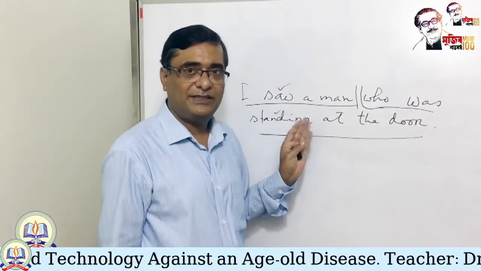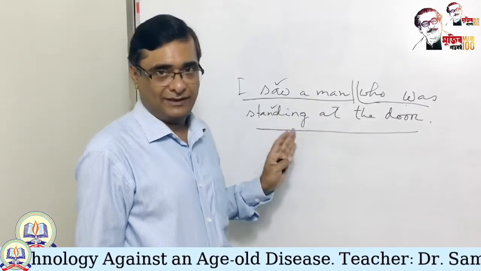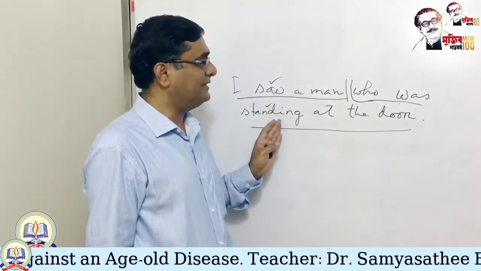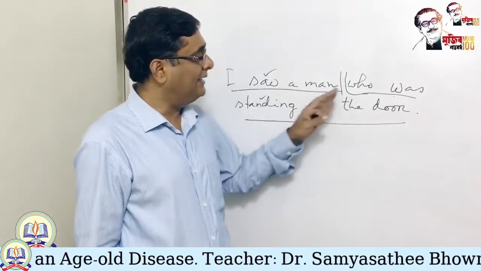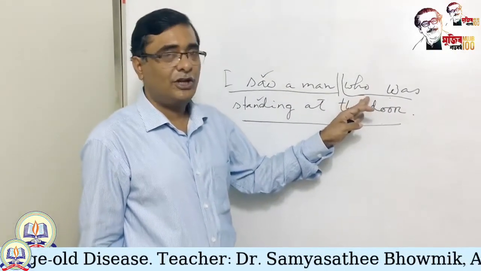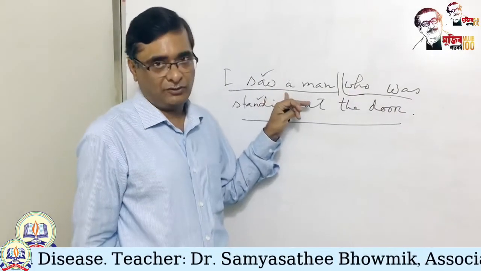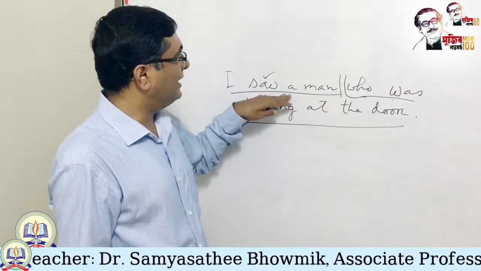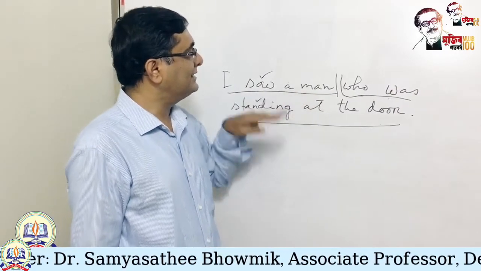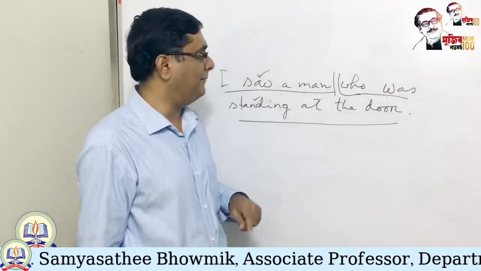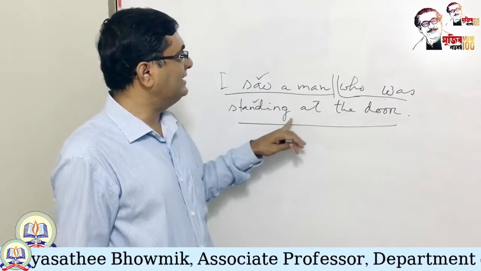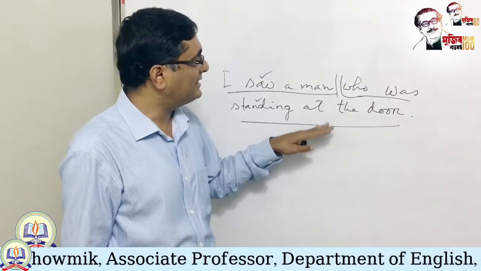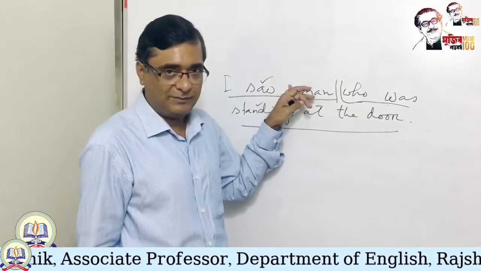Principal clause is basically the clause which is independent, which can express its meaning independently. And dependent clause is that kind of clause which depends on the principal clause for its meaning. Now you can easily understand, I saw a man, this clause can express its meaning clearly. On the other hand, who was standing at the door, this clause cannot express its meaning clearly because it has to depend on this principal clause.